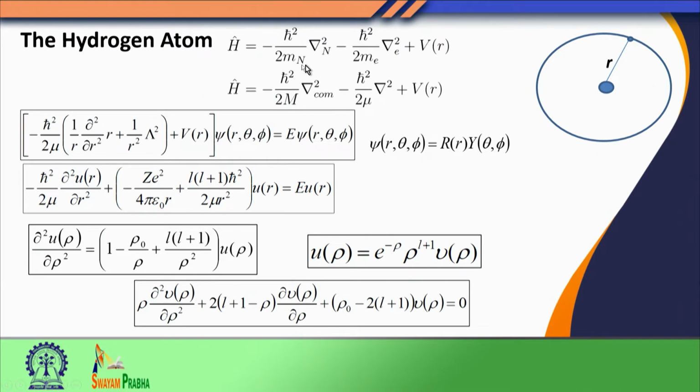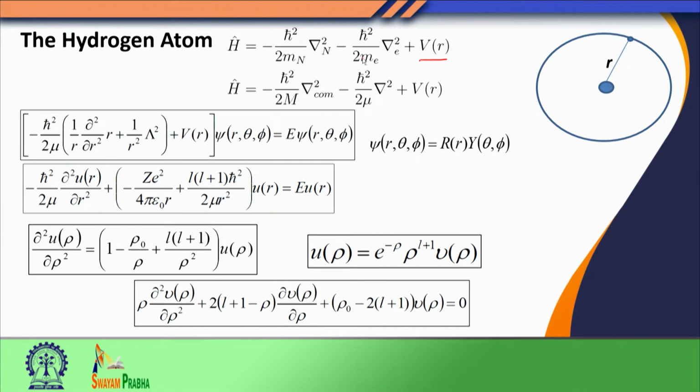So, therefore, we could write the Hamiltonian of the system as two kinetic energy operators, one corresponding to the nucleus, the other one corresponding to the electron, plus the potential energy of interaction between the two. And when we are discussing the potential energy, we expressed this as a Coulomb interaction between the two charged particles, that is the electron and the nucleus.